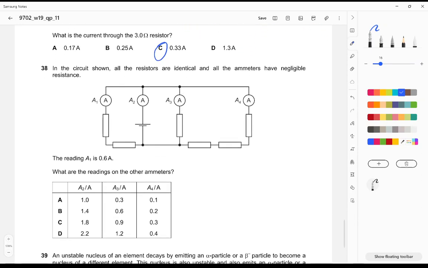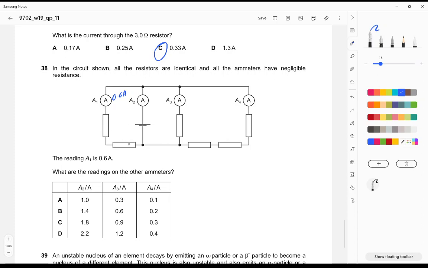In the circuit shown, all the resistances are identical and all the ammeters have negligible resistance. The reading A1 is 0.6 amperes. Let's just write it down. What are the readings on the other ammeters? Okay, so all the resistances are identical.